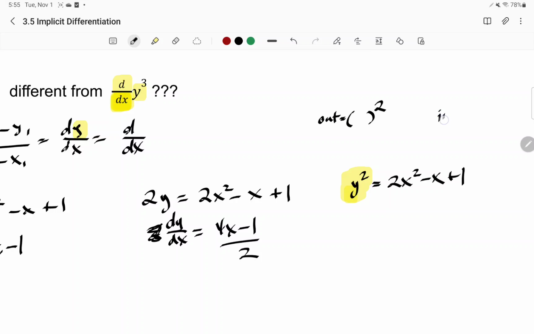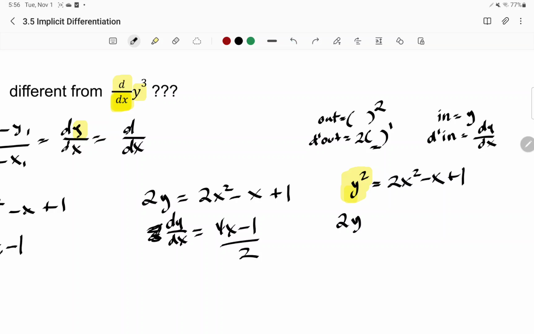And then your inside is your y. So the derivative of the outside, so d out, that is 2 times whatever that is to the first. And then your d in is just dy dx. Okay, so now when we find the derivative of this, it's going to be 2 times y, because you leave the baby alone, so this stayed the same. And now it's to the first power, so you can put that up there if you want to.